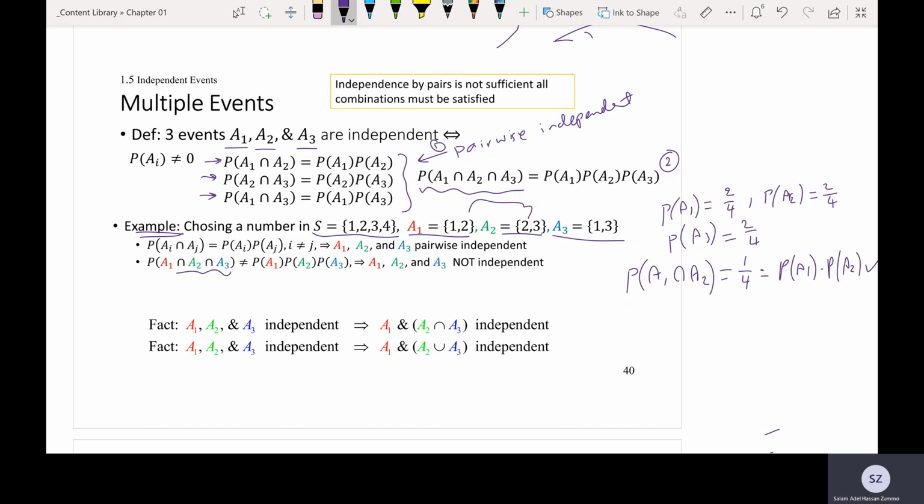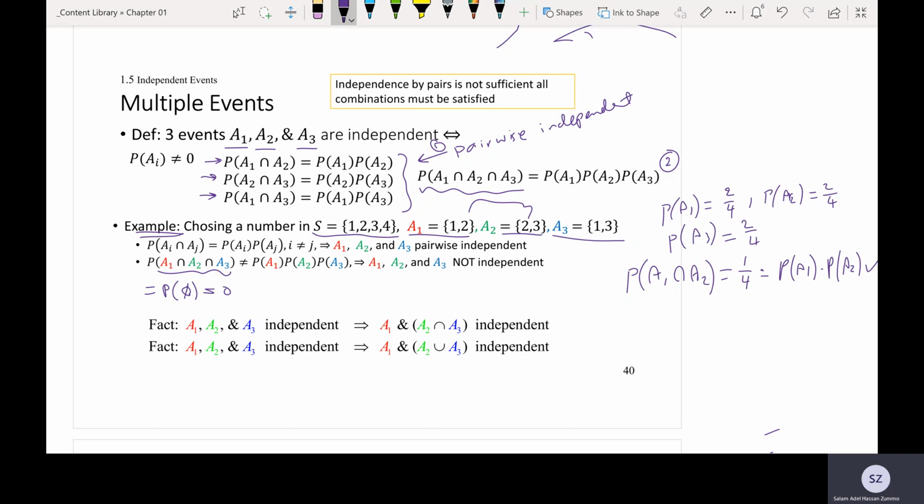Now, what about the three of them? What is the intersection of the three of them? A1 and A2, you have 2 as the common element. A1 intersect A2 is 2. What about A1 intersect A2 intersect A3? The probability of the intersection between the three is equal to the probability of the empty set, which is 0, right? Is it equal to the product of the three probabilities, half multiplied by half multiplied by half? Okay. So this is a second example of independence.